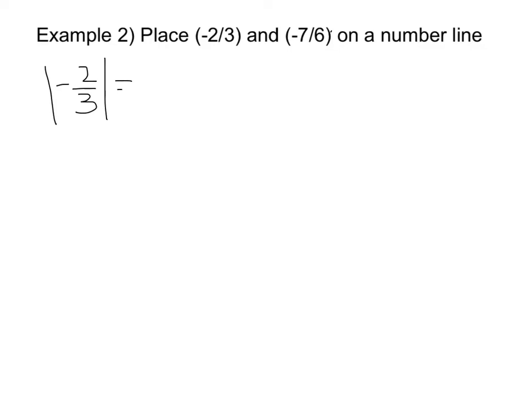The absolute value of negative 2/3 is positive 2/3. And I know 2/3 is going to be between 0 and 1 on a number line. I know that because 3/3 equals 1, so 2/3 is less than 1. And I know it's positive, so it has to be greater than 0.